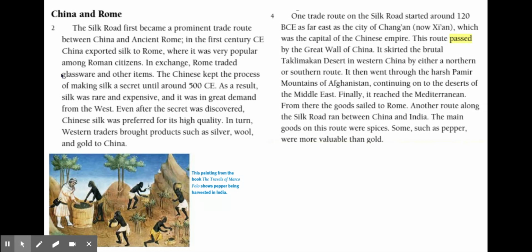The Chinese kept the process of making silk a secret until 500 CE. As a result, silk was rare and expensive, and it was in great demand from the West. Even after the secret was discovered, Chinese silk was preferred for its high quality. In turn, Western traders brought products such as silver, wool, and gold to China. They probably bought these things like silver and gold because the silk was so rare and expensive.